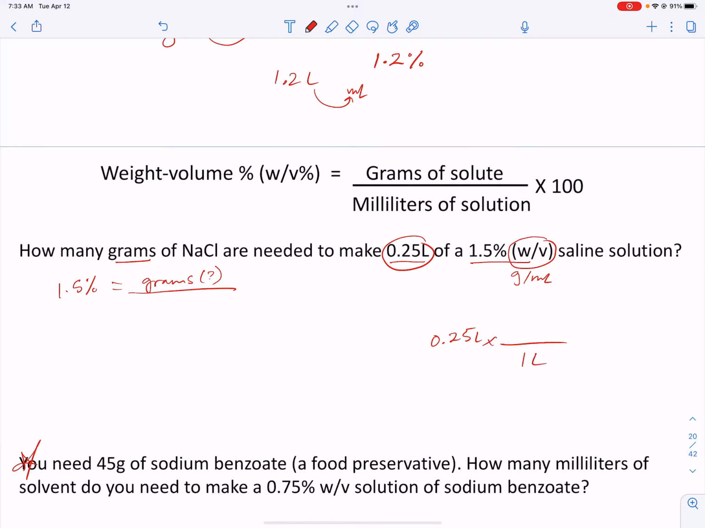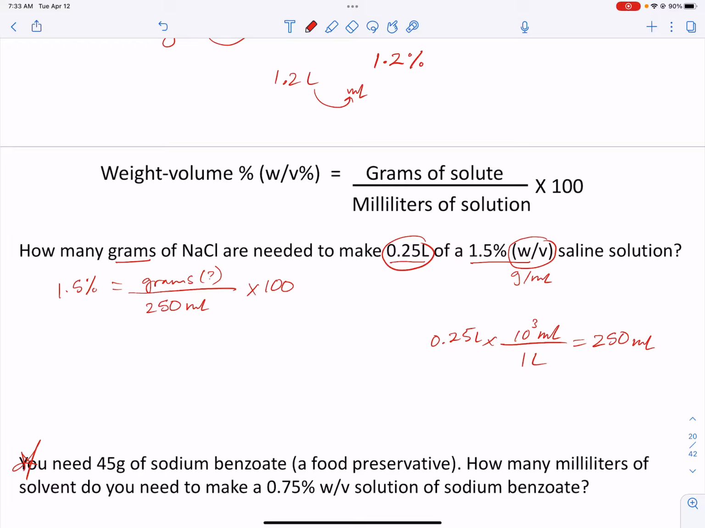We know for every 1 liter there is 1,000 or 10 to the power of 3 milliliters. So move the decimal 3 places to the right, which gives you 250 milliliters. And this is what I'm going to write right over here, 250 milliliters. Now you still have to write in the times 100. That does not go away. It's part of the equation.